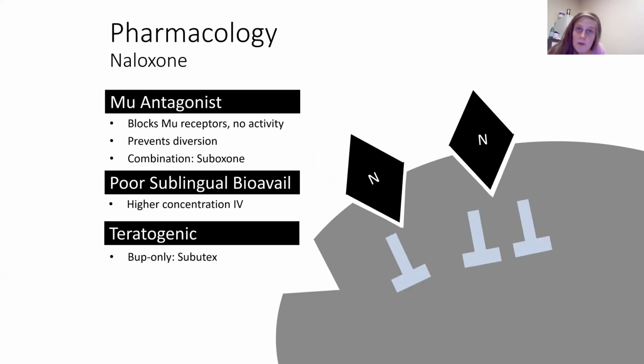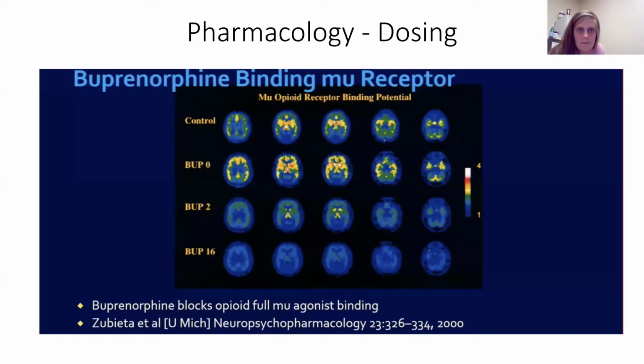Important to know, though, that naloxone is teratogenic on fetuses. And so for pregnant women that you may be treating, it's important to use the buprenorphine-only medication called Subutex. This is still being studied, but it's not concerning enough that buprenorphine only is considered a safer agent.